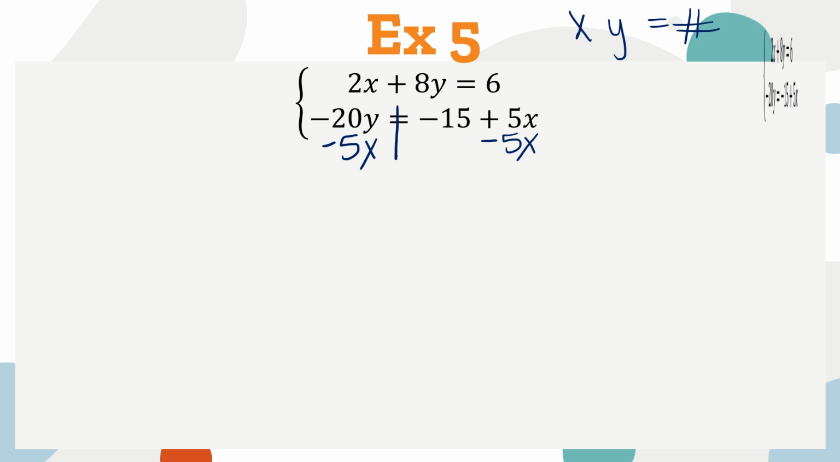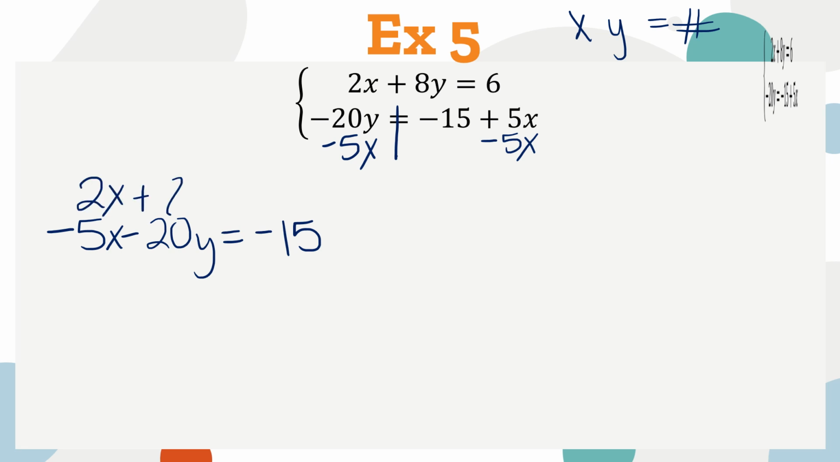And so instead of positive 5x, if it jumps the line, it becomes negative 5x. I do the opposite operation. That means my new equation has a negative 5x. It still has a negative 20. Still has an equals, and still has a negative 15. I'm going to rewrite the first one. The first one was already in order, and I like to see them lined up.